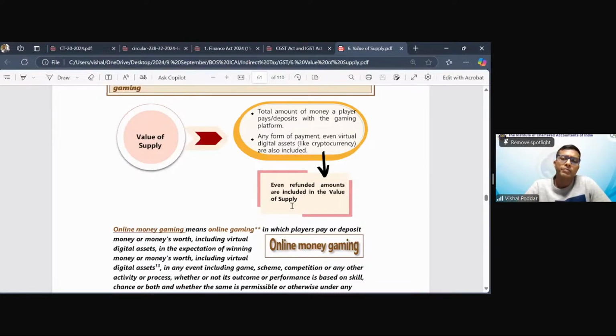Now, interestingly, in gaming, let us say I have put 100 rupees in the wallet. It may happen that I am not utilizing the 100 immediately because I am playing Ludo, which only requires 20 rupees. So out of 100 in my wallet, I will remove 20 and play Ludo.